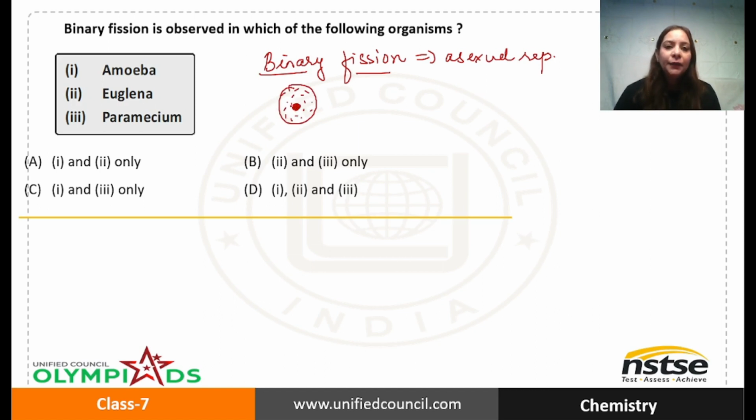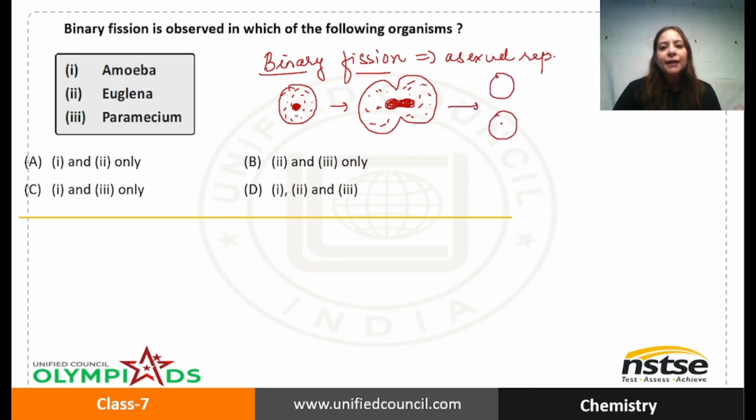Now what happens when it grows in size? Its cytoplasm increases, its size increases, and finally its nuclear material also starts replicating, or you can say dividing. A constriction appears, followed by division of cytoplasm, followed by division of genetic material, and finally you get two identical daughter cells.